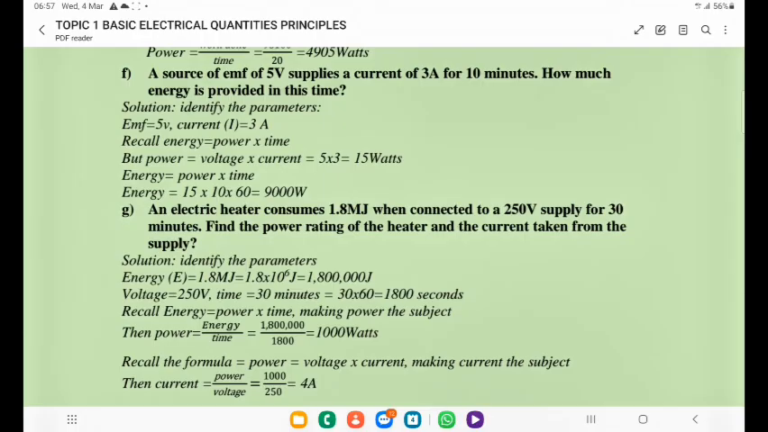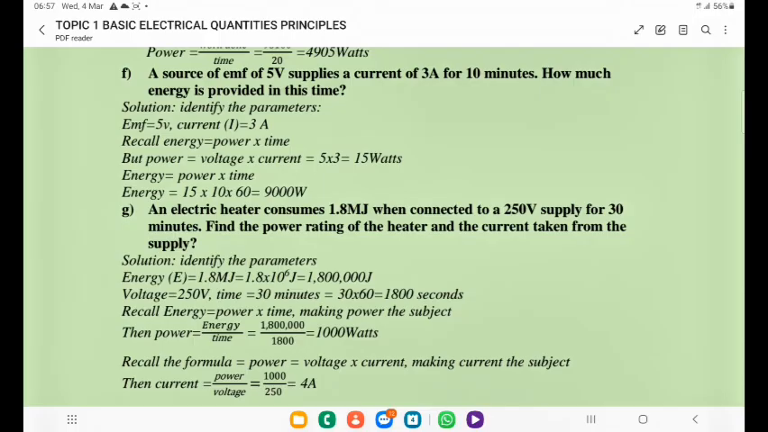The next, we have an electric heater consumes 1.8 megajoules when connected to a 250 volt supply for 30 minutes. Find the power rating of the heater and the current taken from the supply. So you'll also have to identify the parameters given here. The energy here is 1.8 megajoules, so you'll have to write that is 1.8 times 10 power 6 joules, so as to remove the mega. And then you have 250 volts, and then you have the time in seconds, convert 30 minutes into seconds.